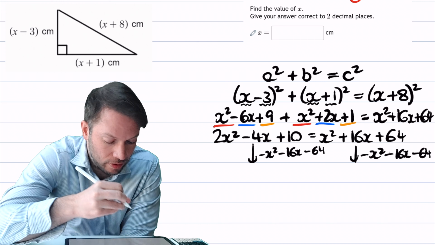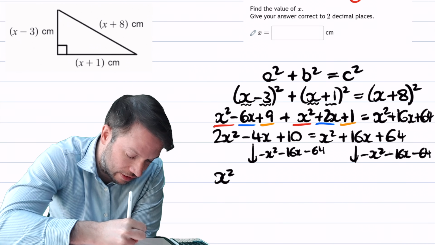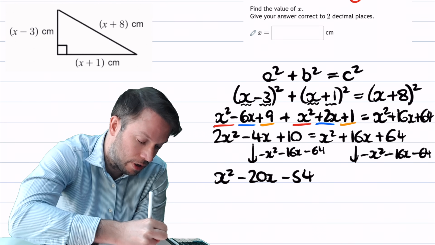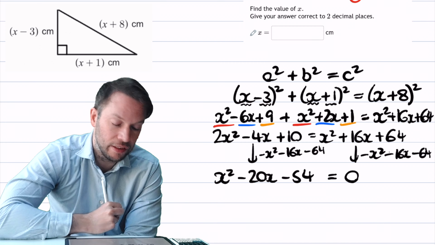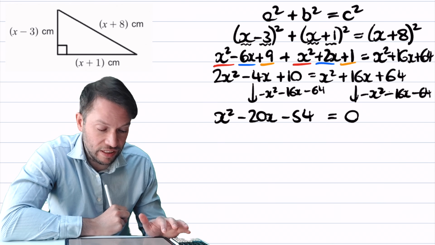So now 2x squared minus x squared is x squared. Minus 4x minus 16x is minus 20x. And the 10 minus 64 is minus 54. And the right-hand side, it all cancels, giving 0. So now I've got a much simpler quadratic here. Now I've got to solve this quadratic equation.